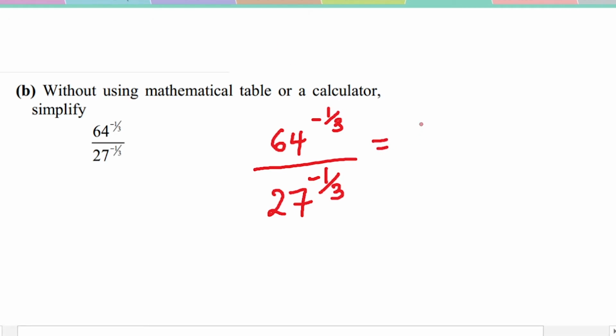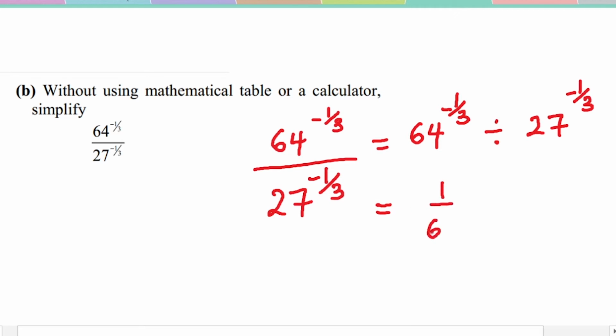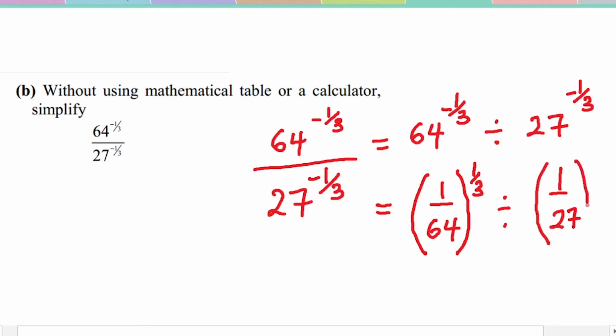This is from your laws of indices, so it's what we're going to do here. So I'll simply say this is going to become 64 to the power negative 1 over 3, divided by 27 to the power negative 1 over 3. Now let's remove that negative. This is going to become 1 over 64, the whole thing still to the power a third, divided by 1 over 27, also to the power a third.